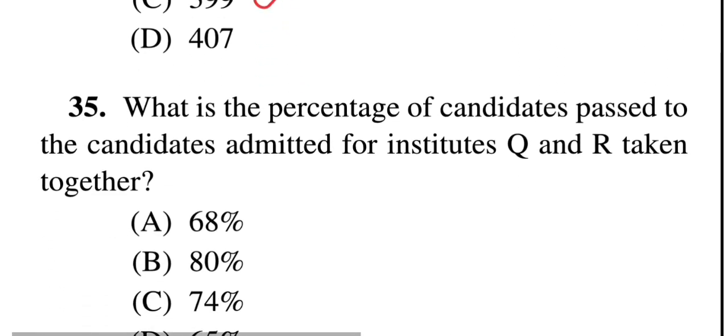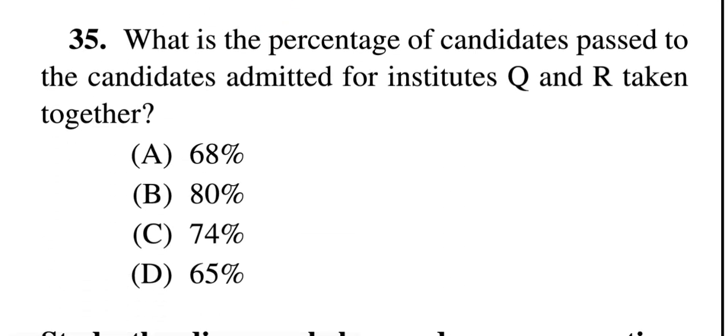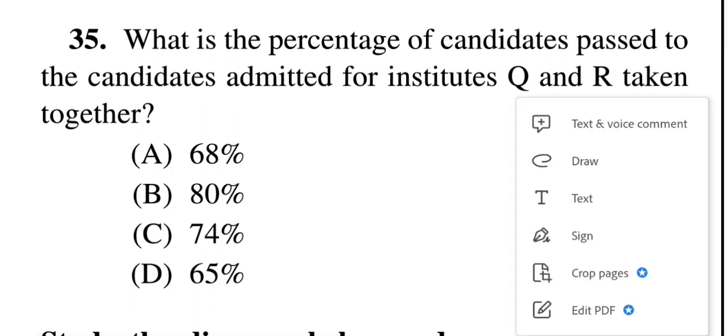Okay. Number 35. It says what is the percentage of candidates passed to the candidates admitted for institutes Q and R taken together? 68, 80, 70, 65. Correct answer is B, that is 80%.